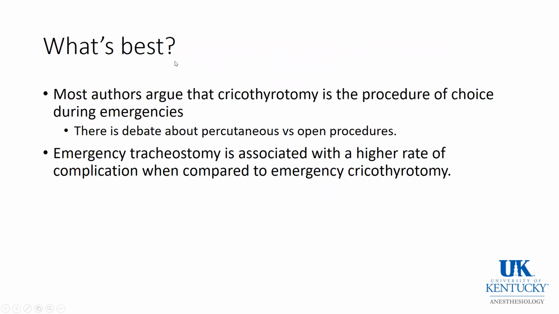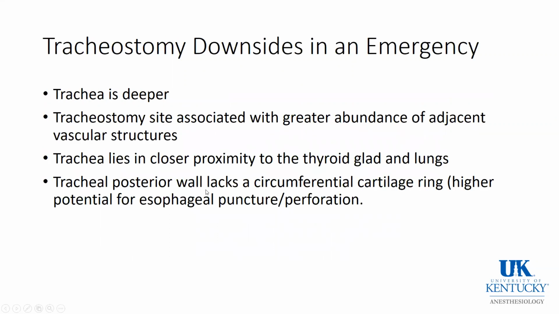What's the best? Most authors argue that a cricothyrotomy is the procedure of choice during emergencies. There's debate about whether you should go percutaneous or open, and we'll look at the two different options. Emergency tracheostomy is associated with a higher rate of complication when you compare it to cric. That's one of the reasons why authors argue for the use of cric.